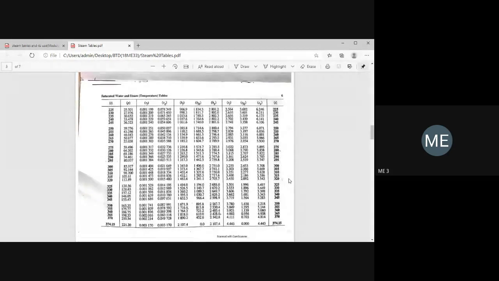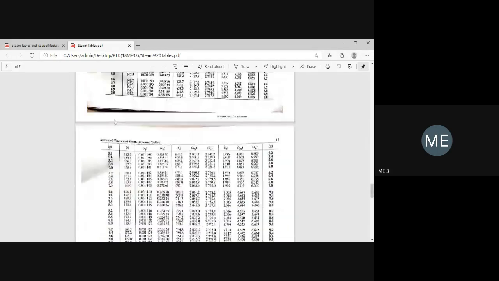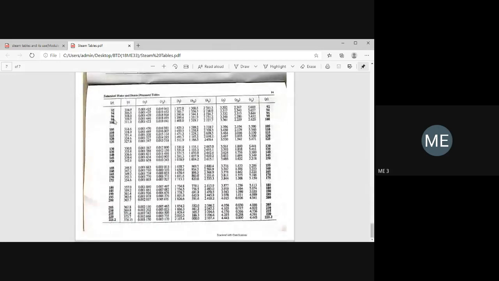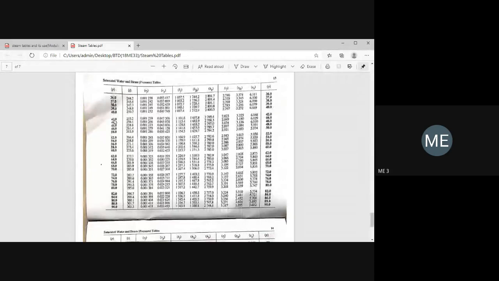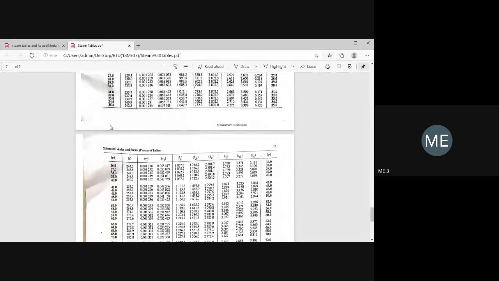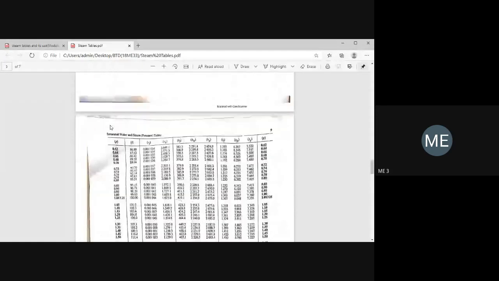Next, we have the pressure based table, table number 2. Corresponding to a particular pressure, we are going to find out the properties of the steam. The pressure is in terms of bar, starting from 0.006 bar, and we have pressure up to 221.2 bar. For example, to find out the properties of steam at 10 bar pressure, you just have to go through the steam table to find where 10 bar pressure is.